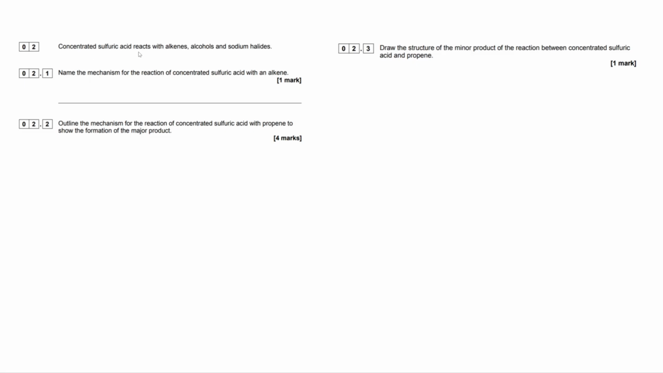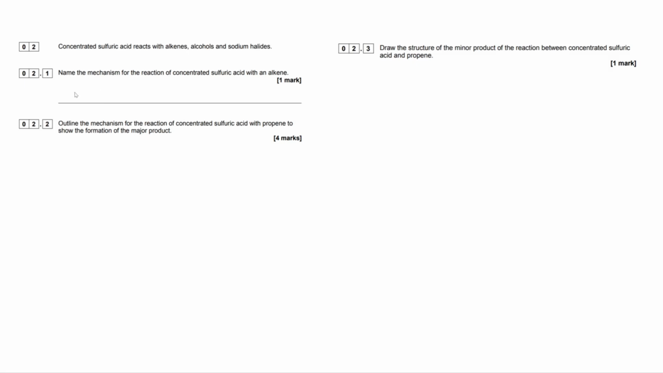So concentrated sulfuric acid reacts with alkenes, alcohols, and sodium halides. Name the mechanism for the reaction of concentrated sulfuric acid with an alkene. Okay then, so this one should be pretty easy, guys.